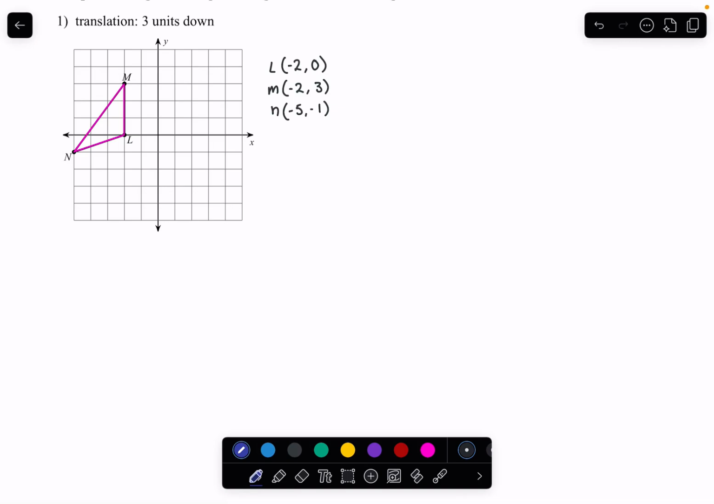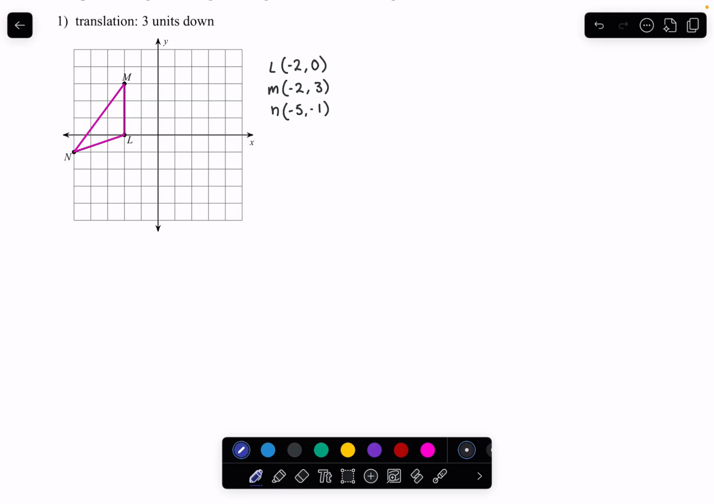Okay, welcome back. This is rigid transformations on the coordinate plane. This video is part one, which is going to go over translations. After this, there'll be videos on reflections and rotations as well, so keep an eye out for those. Right, so let's jump right in.